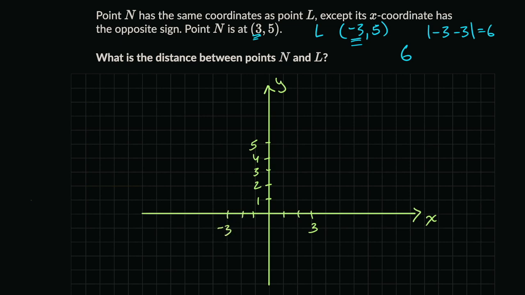Point N, I will do in pink. Point N is at (3, 5). So (3, 5) is right over there. That is point N. And then we figured out point L is at -3. So we took the opposite of the x-coordinate, which reflects it over the y-axis. So this is L right over here. And you can see that distance. It's 1, 2, 3, 4, 5, and 6.